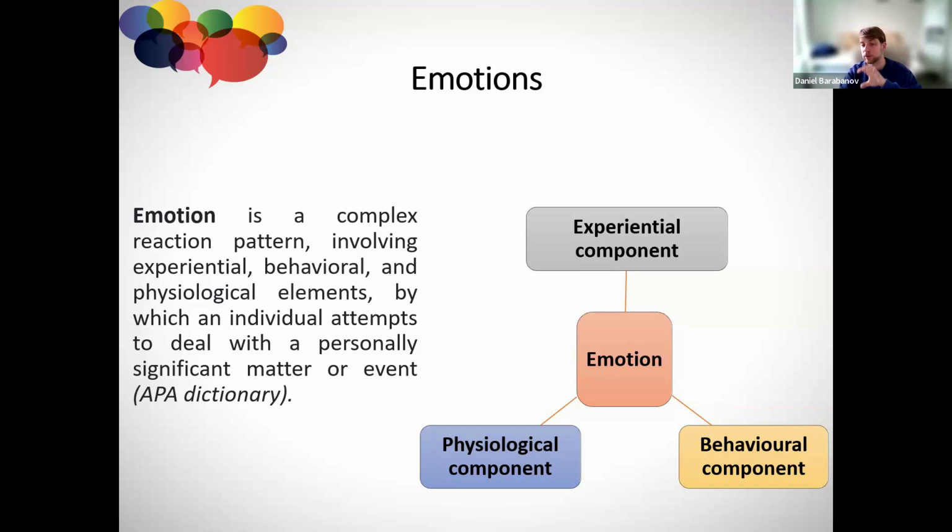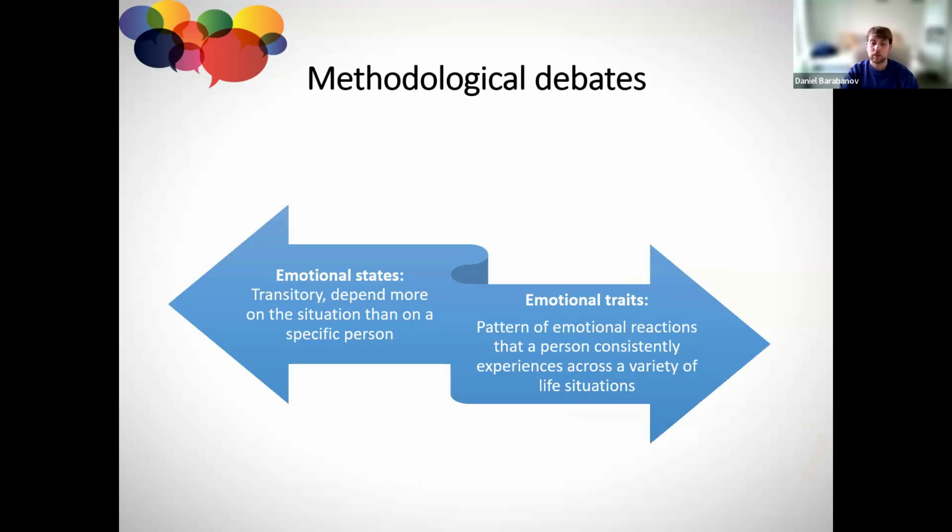Right, so given those three components of emotion, we need to decide how we actually understand emotions and how we should research them. Basically, there are some so-called methodological debates in the field of studying emotions. So psychologists experience a lot of disagreement on how we should understand emotions, how we should study them, and what type of research design we should use.